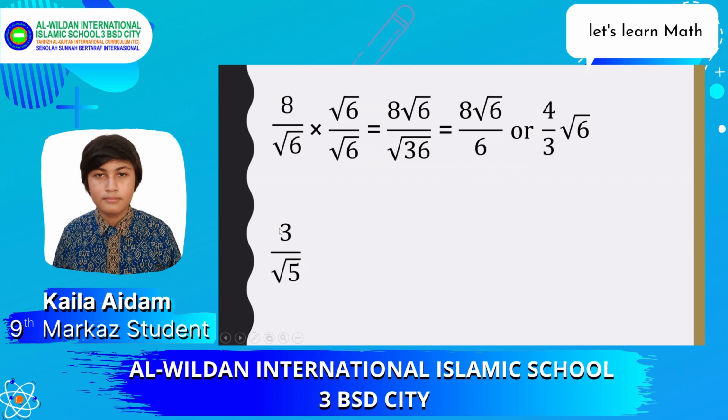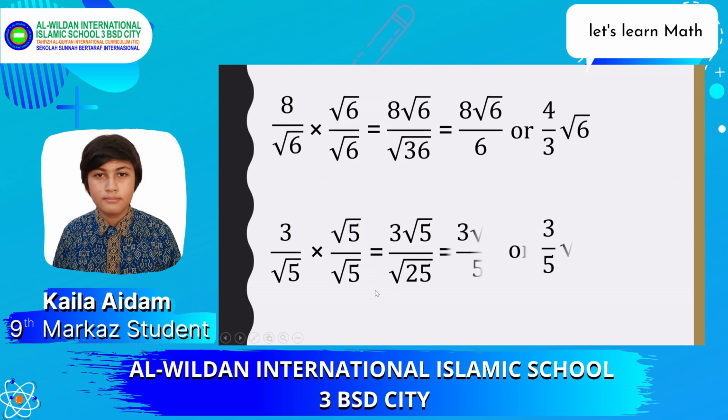Alright, so 3 divided by square root 5. It's the same, so we multiply it by square root 5 divided by square root 5. 3 times square root 5 divided by square root 25. So the answer is 3 times square root 5 divided by 5, or 3 divided by 5 times square root 5.